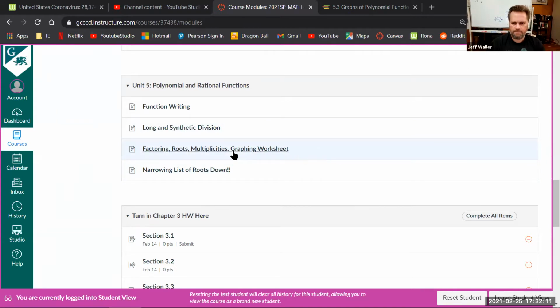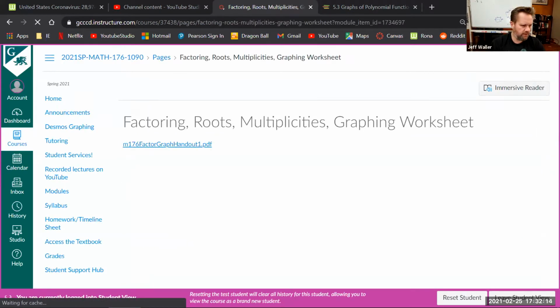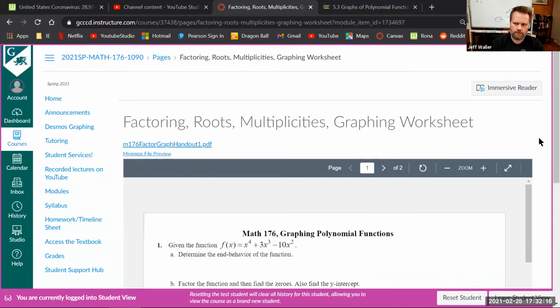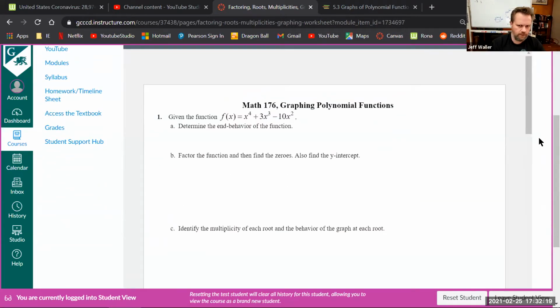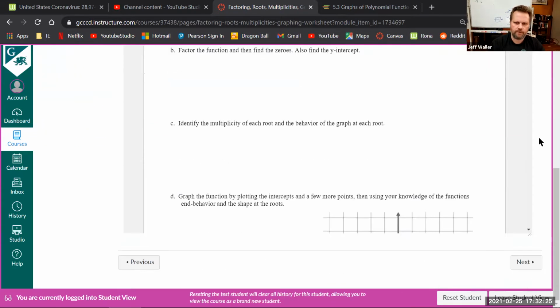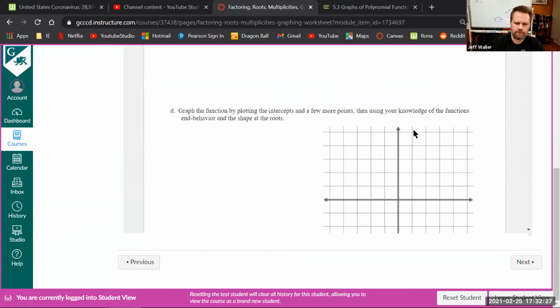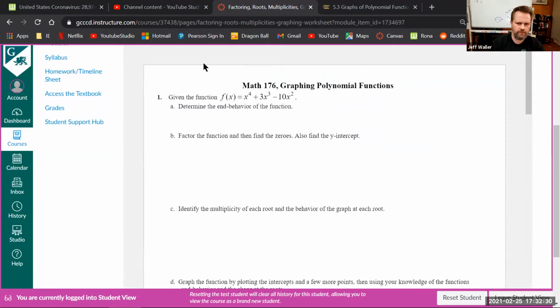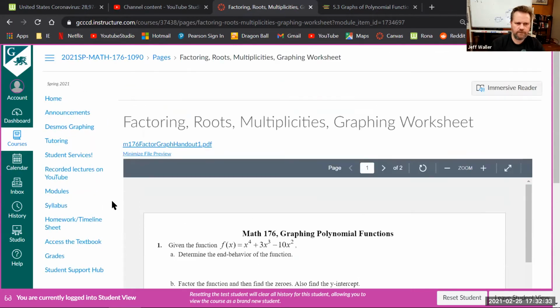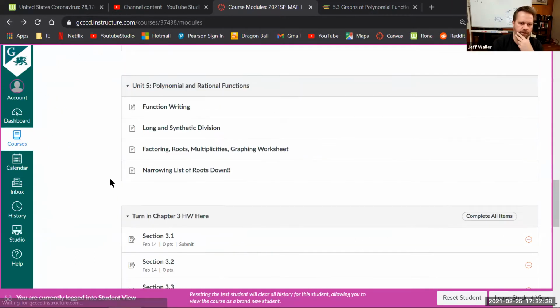All right. So if we look at this sheet right here, if there's no questions, we're just going to jump right into it. What I've done here is I've created a couple of problems. So let's do the first page together. Is everybody able to get this up on Canvas, on the internet? Let me show you again where it is. If you go to modules, it's under unit 5, and it's called factoring, roots, multiplicities, and graphing.